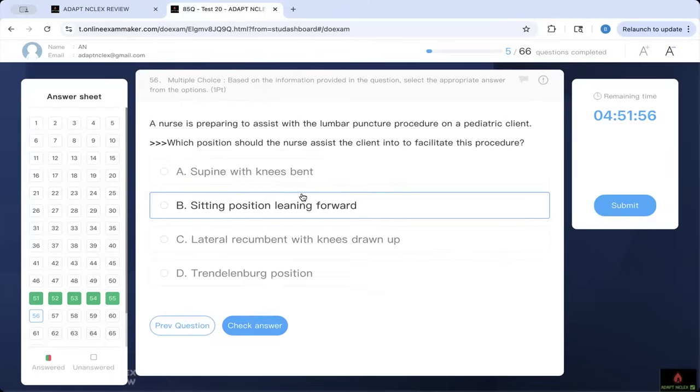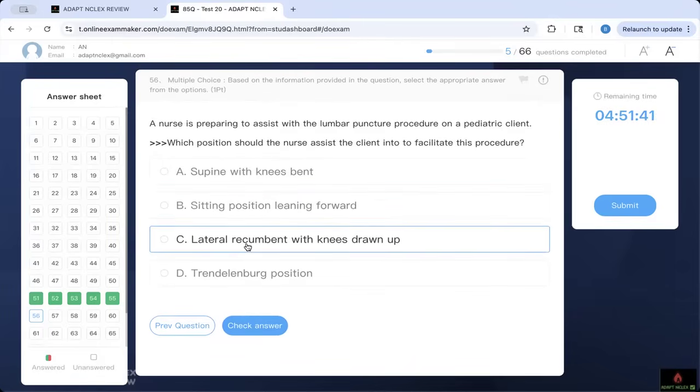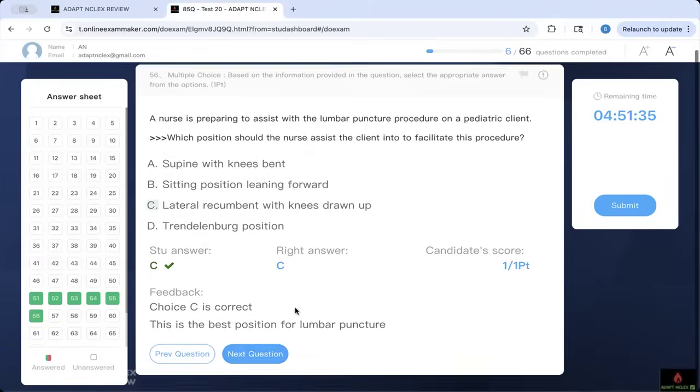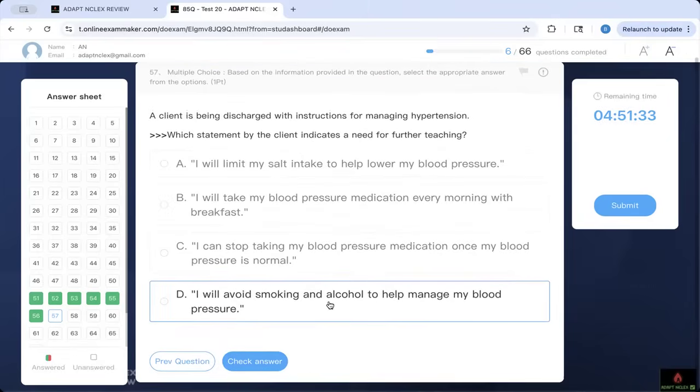You can't be on your back while we have to go there. Sitting position, leaning forward, maybe. Lateral recumbent with knees drawn up, and transverse position. Which one is the best one? Always on your side. Lateral recumbent with the knees bent. It's better. It flexes your back, makes it like a C shape, and we can go there. These questions are very difficult, but I know you got them.